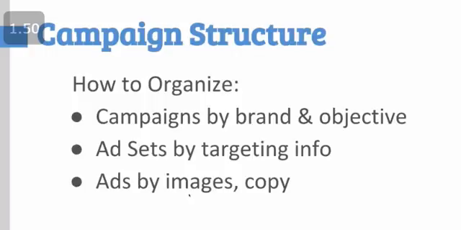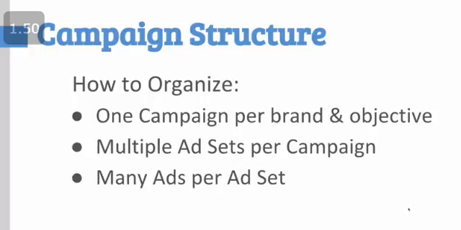And again, at the ad level, that's where it's all about the creative, right? So is it a video ad? Is it an image ad? Does it have copy stressing one particular angle versus another angle? Those are the types of things that I could include in my naming structure and organization. So you're going to have one campaign per brand and objective. You're going to have multiple ad sets per campaign, and you could have many ads per ad set. You don't necessarily have to at any one time, but you can. Right? So just keeping that in mind.